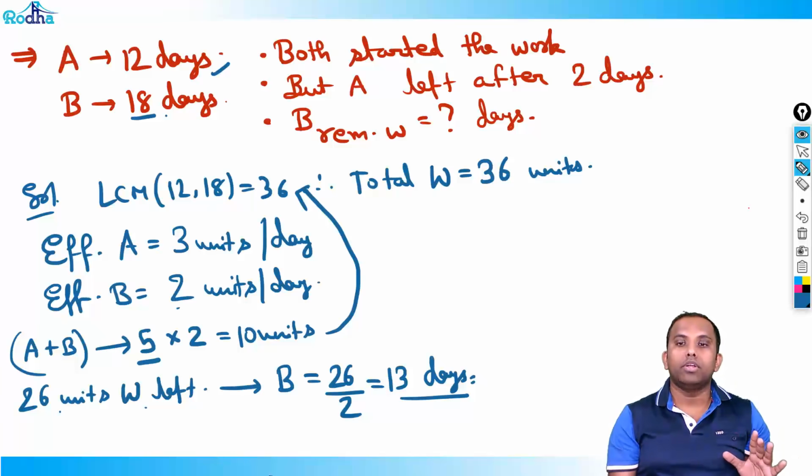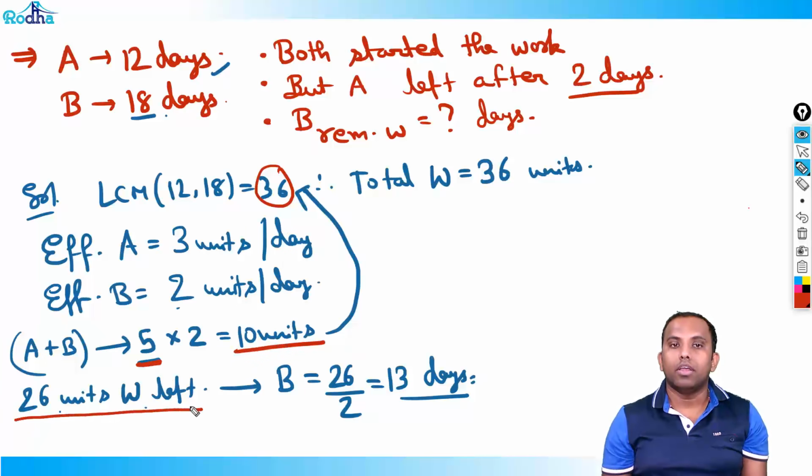So A plus B will do 5 units in 1 day, and they worked for 2 days. A left after 2 days. So in 2 days, how much work will they do? They will do 10 units of work. Now 26 units are left, because out of 36, 10 has been done in 2 days. This 26 units of work will be done by B in how many days? B's per day work is 2 units. So 26 units will be done in 13 days. That's the answer.